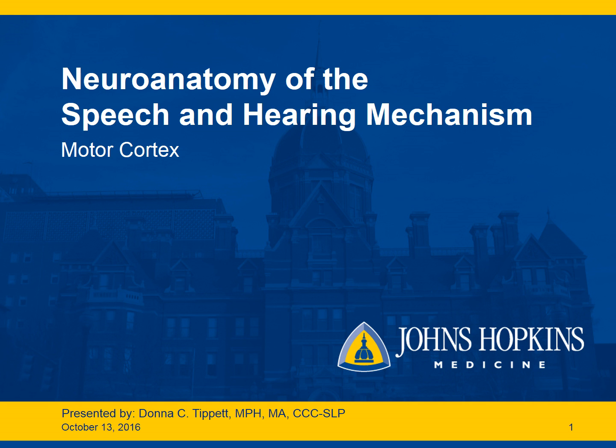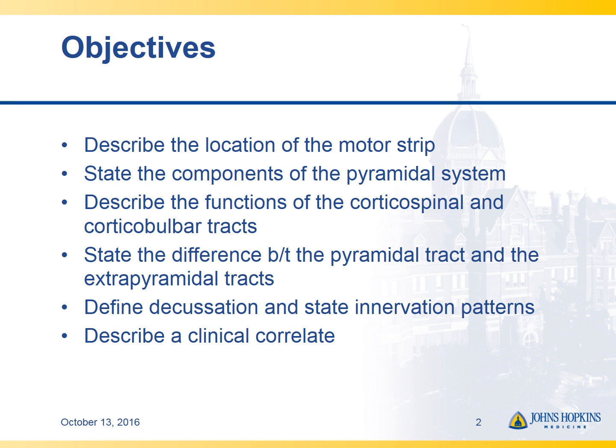This is Lecture 7B, Motor Cortex. The objectives of this lecture are to describe the location of the motor strip, state the components of the pyramidal system, describe the functions of the corticospinal and corticobulbar tracts, state the difference between the pyramidal tract and the extrapyramidal tracts, define decussation and state innervation patterns, and finally describe clinical correlates.